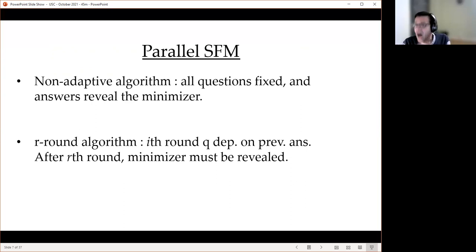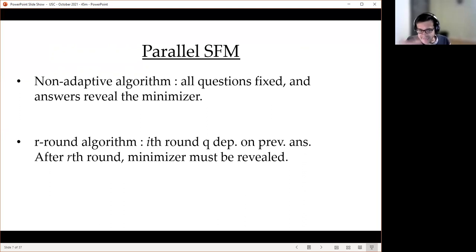More generally, an R-round adaptive algorithm, an algorithm with R rounds of adaptivity, asks questions, but the ith round's questions only depend on the answers seen in the first i minus 1 rounds. And so it runs for R rounds. So maybe if R is equal to 3, it asks questions, gets answers, then looks at the answers, asks a different set of questions, looks at answers, and there's a third round of questioning, answers come, and then it figures out the minimum. Okay.